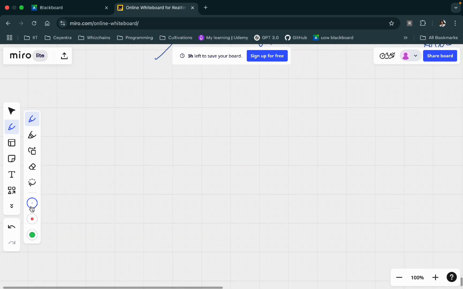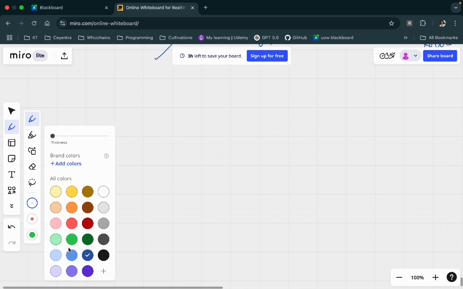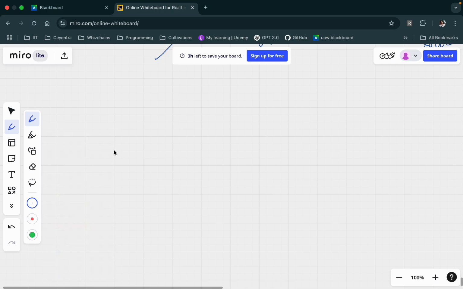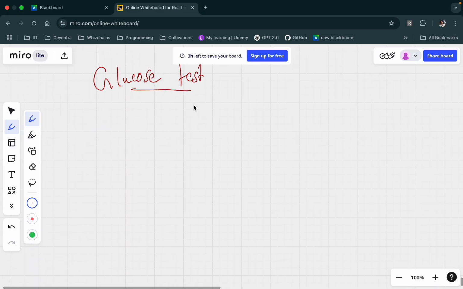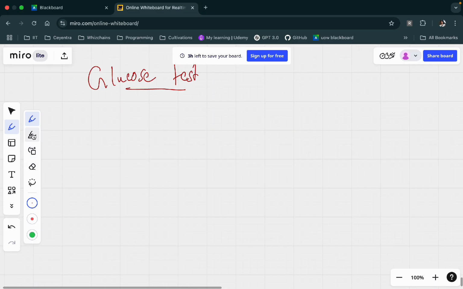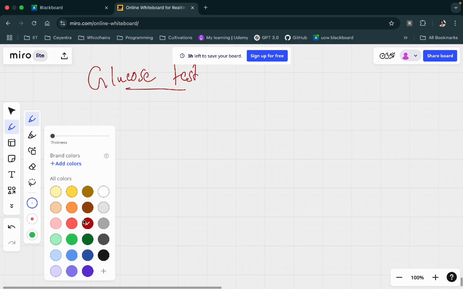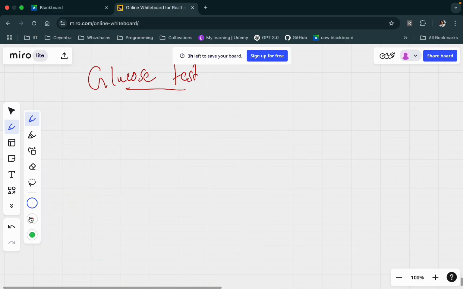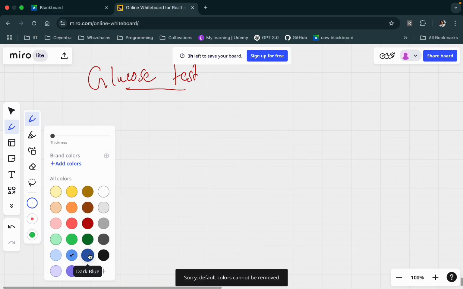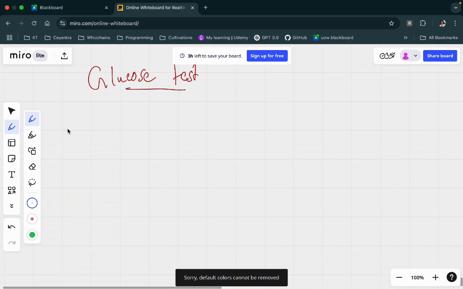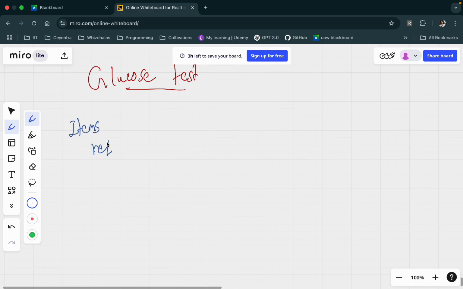Okay, then next test, what is it? Glucose test. So here also we will follow the above structure. So what's the first one? We need to write items required.